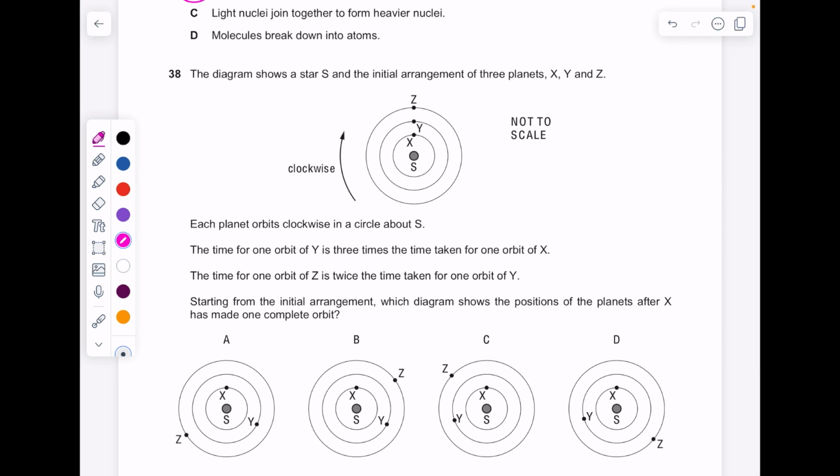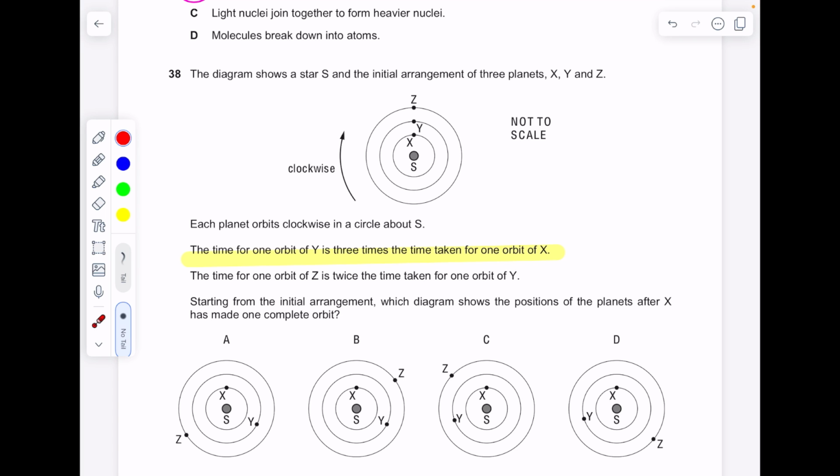The diagram shows a star S and the initial arrangement of 3 planets, X, Y, and Z. Each planet orbits clockwise in a circle around S. The time for one orbit of Y is 3 times the time for one orbit of X. So Y, look, it's got a larger orbital radius and it's going to be taking much longer, so it's going to be lagging behind X. The time for one orbit of Z is twice the time taken for one orbit of Y, so yeah, Z's going to be even slower and it's got a larger orbital radius.